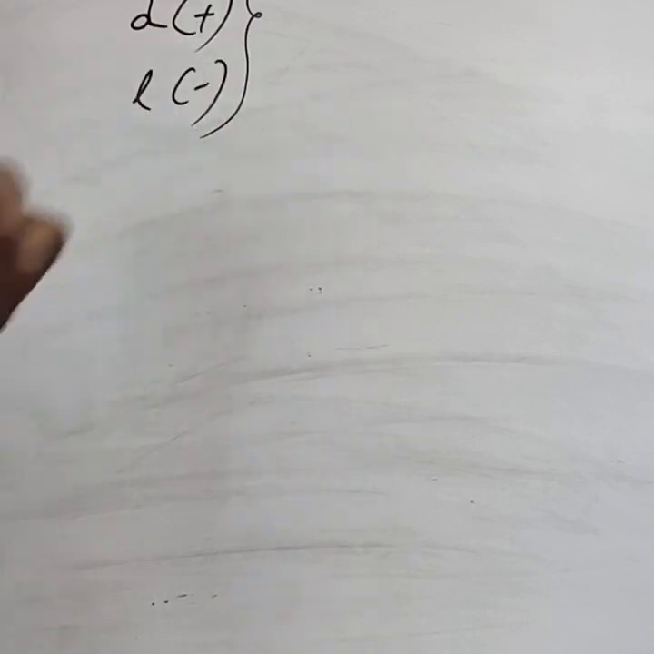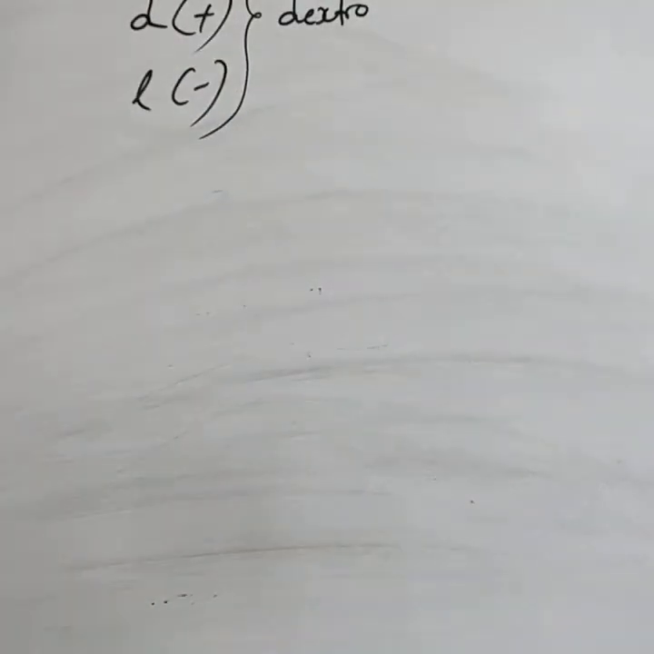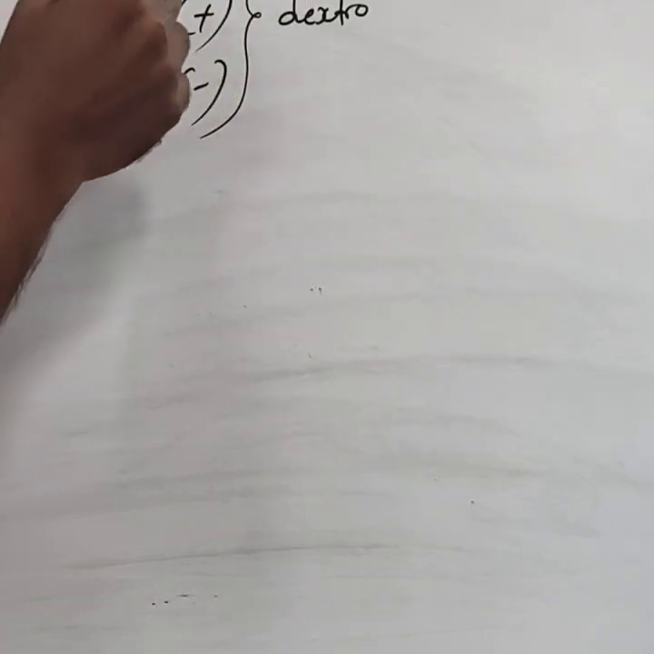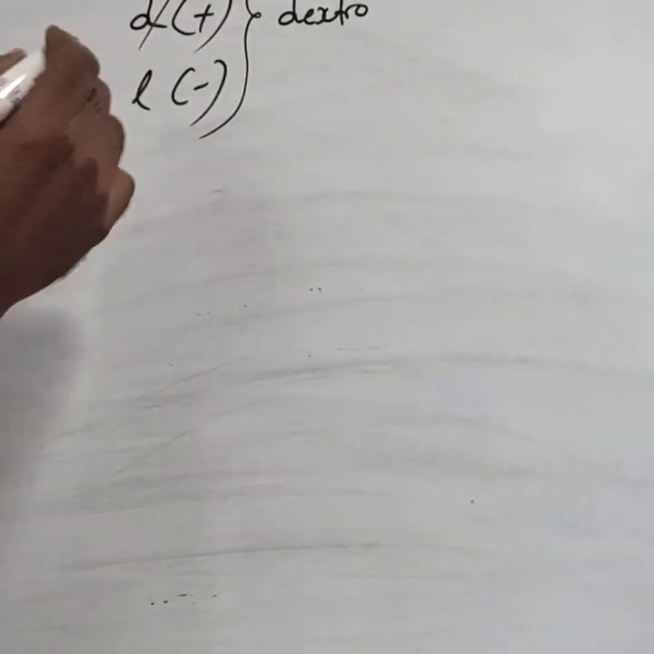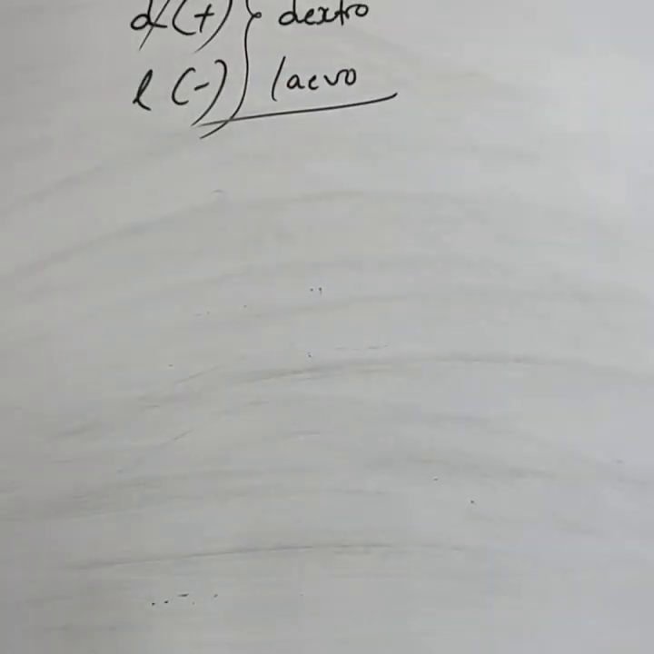Small d are plus, small l are minus. Small d is used for dextro-rotatory. Dextro means it turns the plane polarized light in the clockwise direction. That dextro is denoted by small d or by positive. Small l or minus is used for the levo-rotatory. Levo means it turns the plane polarized light in the anti-clockwise direction.